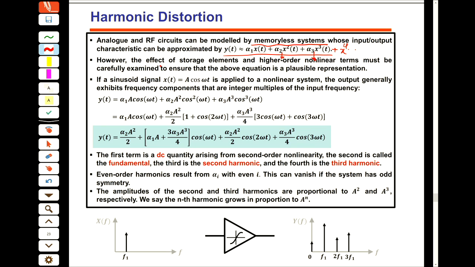So I said that the effect of the storage elements and the higher order nonlinear terms must be carefully examined to ensure that the above equation is plausible. I mean, maybe for some systems you need to take care of the influence of the other components or the memory of the system. But for now, we assume that our system is memoryless and it is approximated by this equation.